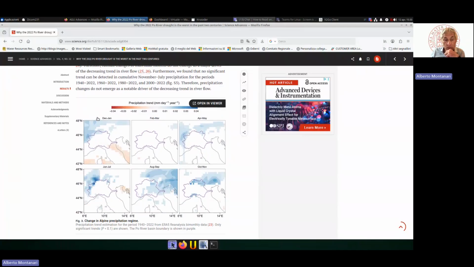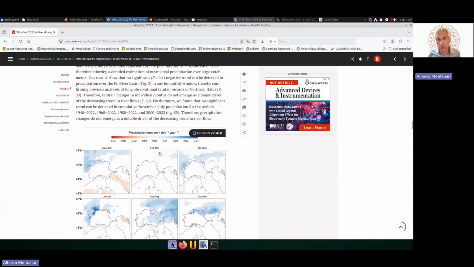And actually what we found is that in the different months there is not a clear decrease of precipitation. I'm not going into the details, but if you read this paper, which is not very technical, there is a quite comprehensible explanation that this figure confirms that there is no trend in precipitation. So the reason for the seasonal change in river flow, increased in spring, decreased in summer, is apparently not due to a change in precipitation.